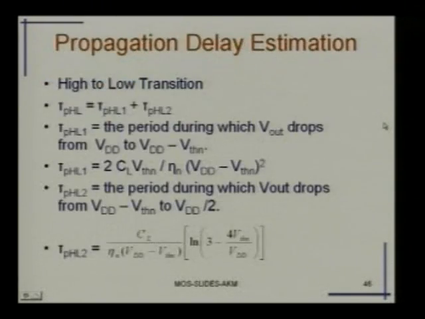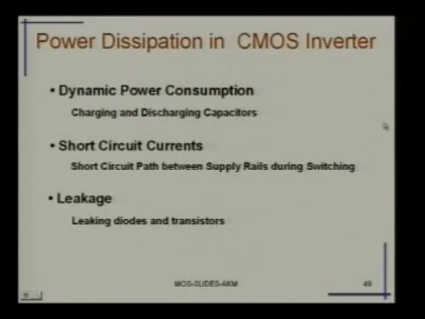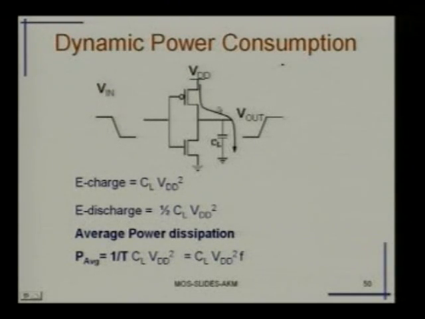I think I'll skip the derivations. I'll quickly go to the two things in the power dissipations. There are two components in CMOS: the dynamic power, short circuit power, and the leakage power. And the dynamic power is the power that is required for charging and discharging of the output load capacitances, and it will depend on the voltage and the frequency.